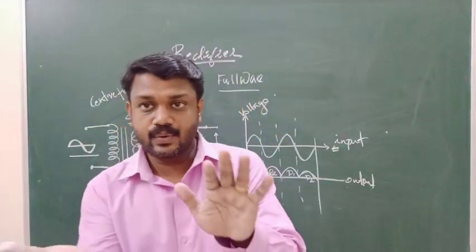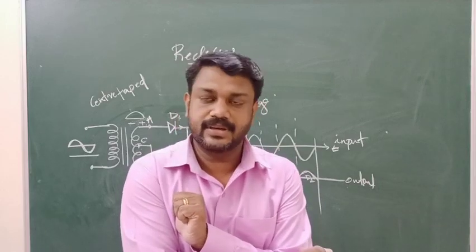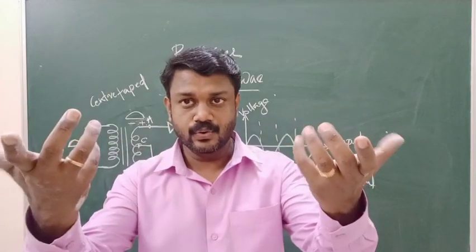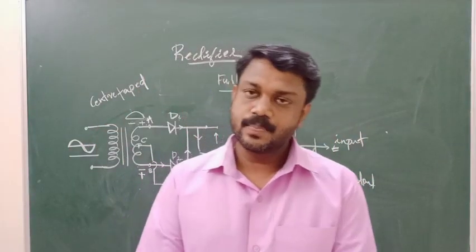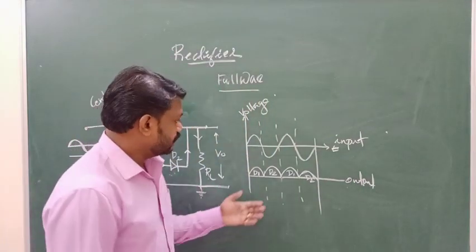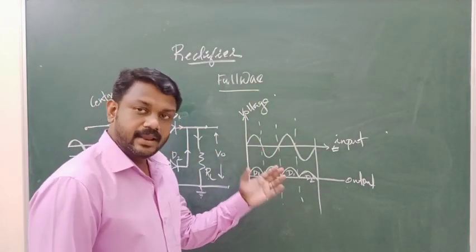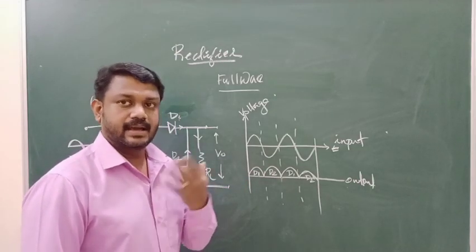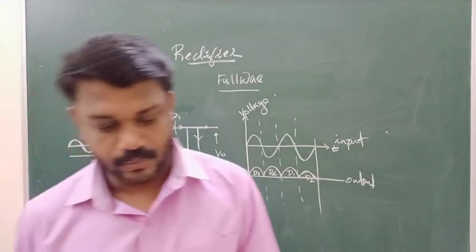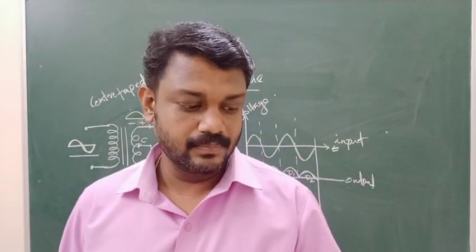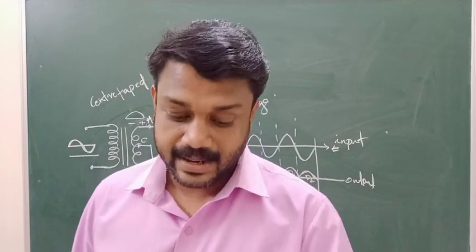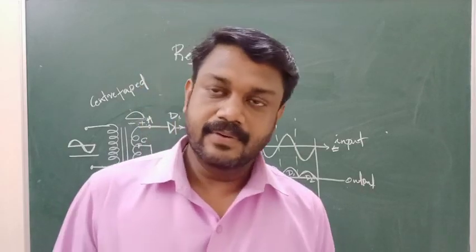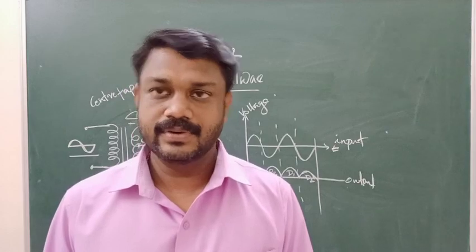That means negative half cycles are cut off in a half wave rectifier. In a full wave rectifier, those negative half cycles are also converted into positive half cycles. So you are getting output for the full AC in a full wave rectifier. In a half wave rectifier we get only one half cycle in the output. So that is one of the applications of diodes in rectifying circuits, in the form of half wave rectifier and full wave rectifier.